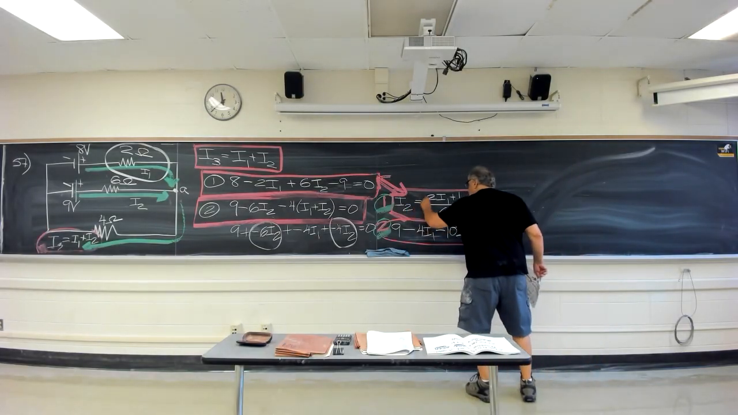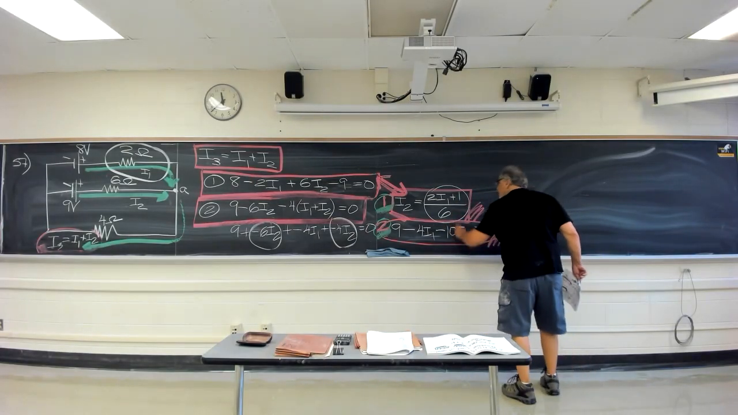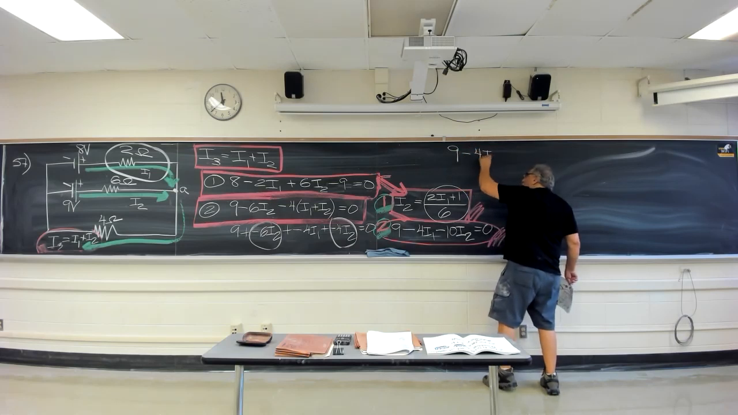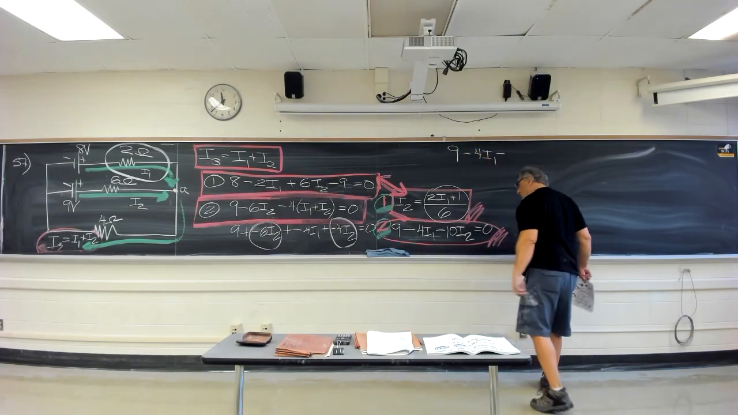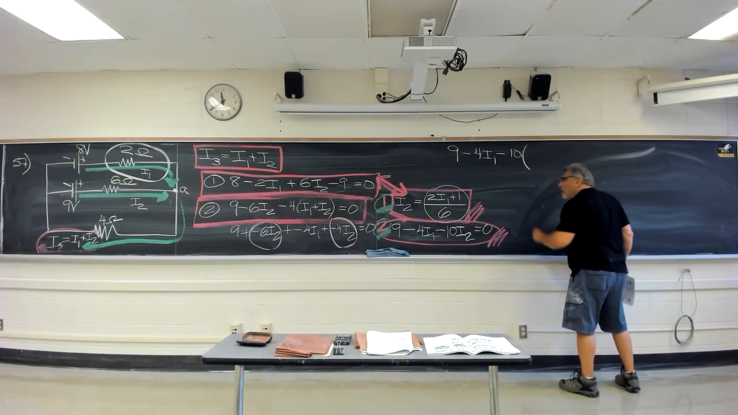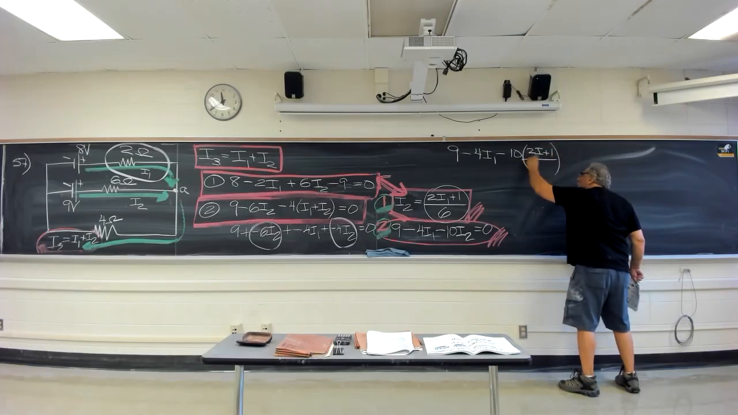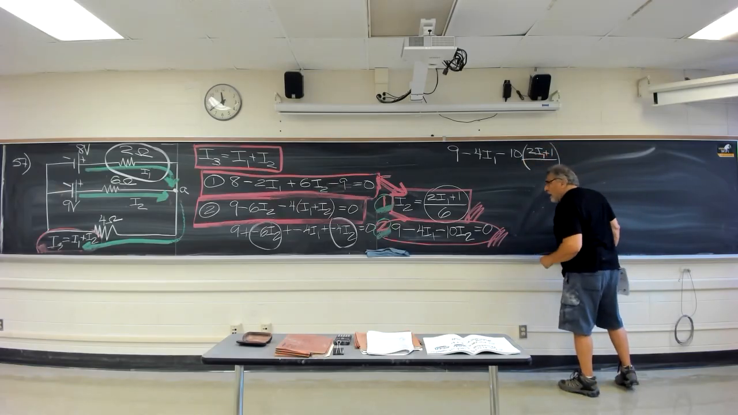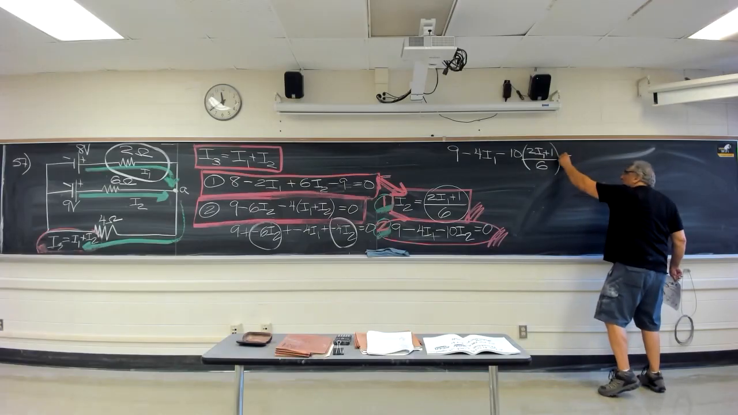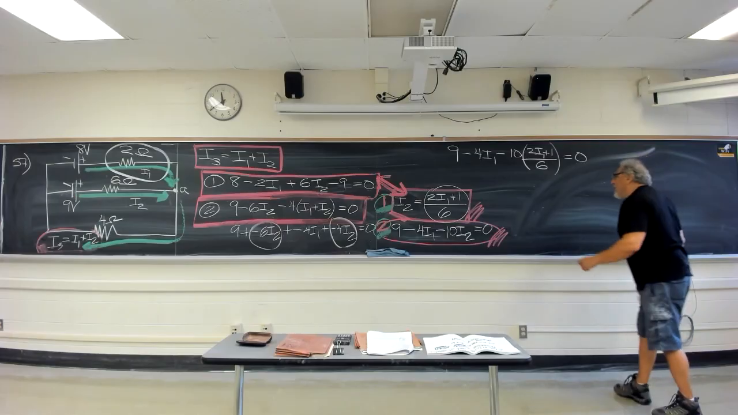Wherever you got an I2, you can put that. Well, here's an I2, guys. 9 minus 4I1 minus 10I2. Here we go. 2I1 plus 1, 2I1 plus 1 over 6 equals 0. A lot of ways to go, guys.